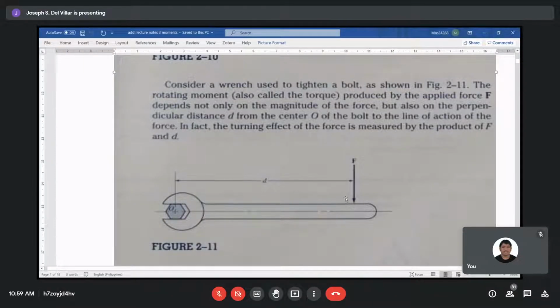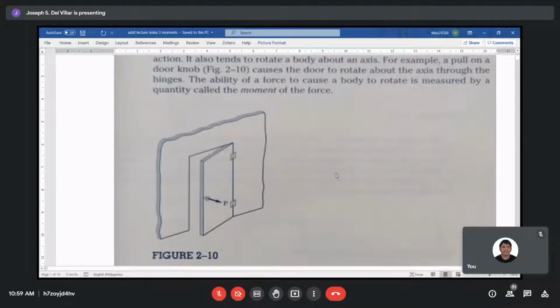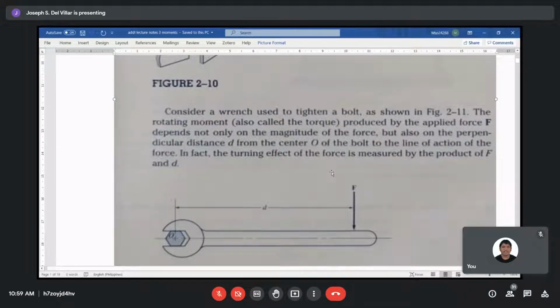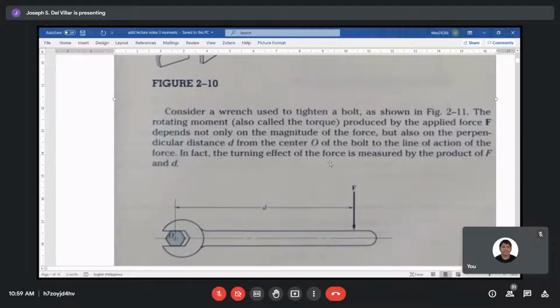And then the effect of the force, of course, is to rotate the body. Okay? So yun yung moment. So this is actually the same as the torque. Sa physics, pinag-aralan nyo to, yung tinatawag na torque. Force times the moment arm. Pero sa statics, we call this moment.